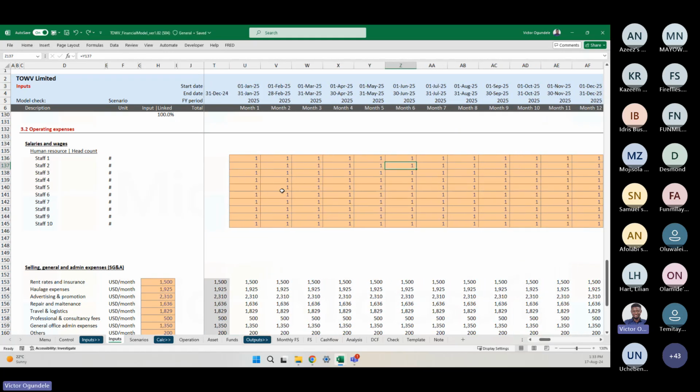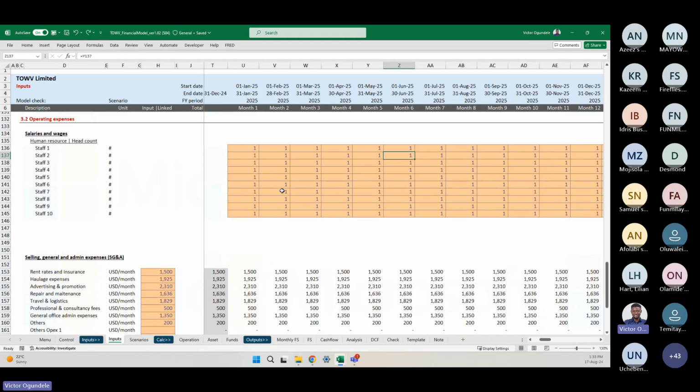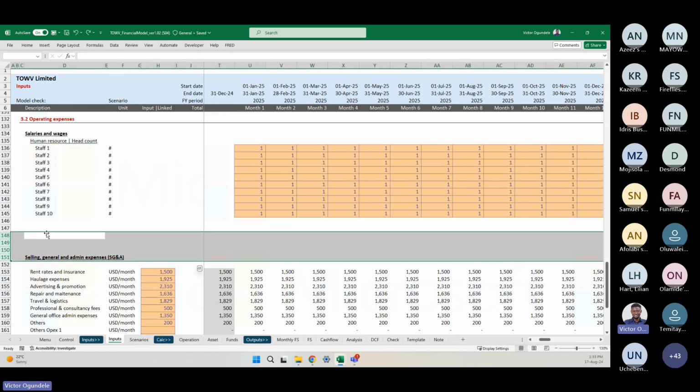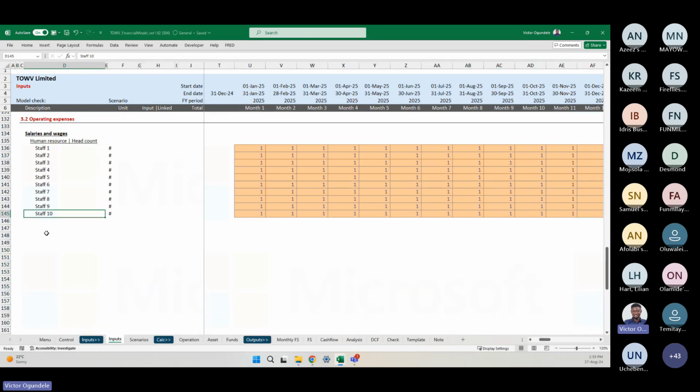So maybe we should even give this staff name some kind of title, because some people will start asking why we are using staff 1 to 10. Let's leave it like that. And below, now let's do our salary. So, salary per staff.